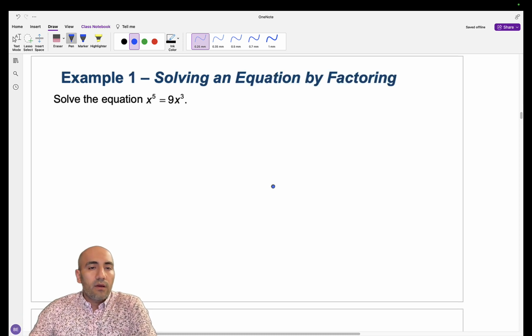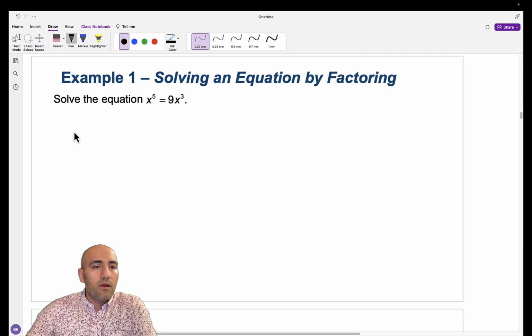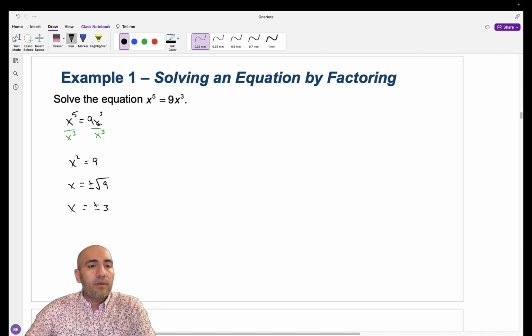For example, let's say that you're asked to solve x to the fifth power equals 9x to the third power. Do not make the mistake. One common mistake is that people just divide the x's. So if we have 9x to the third power, they think, okay, let me divide by x to the third power, so I end up with x squared equals 9. So x equals plus or minus root 9, so x equals plus or minus 3.